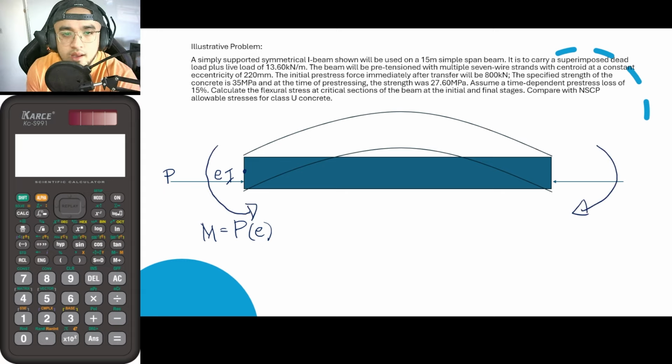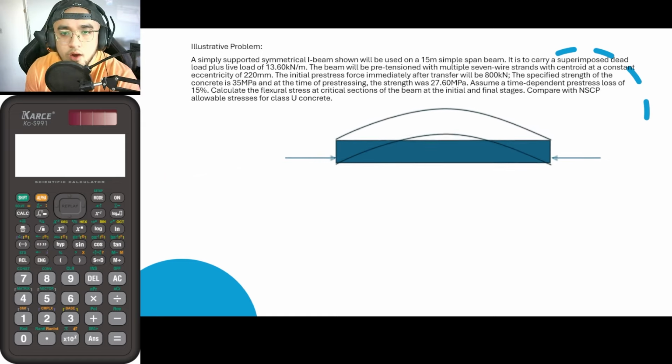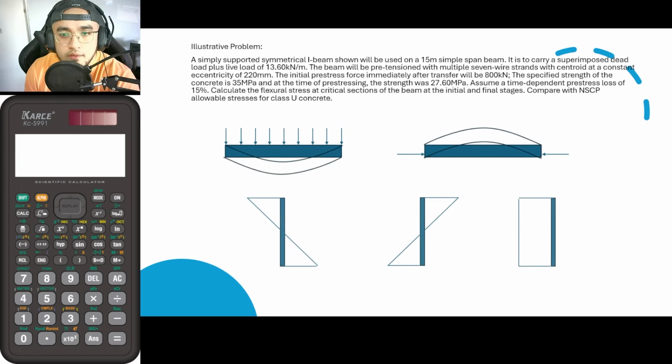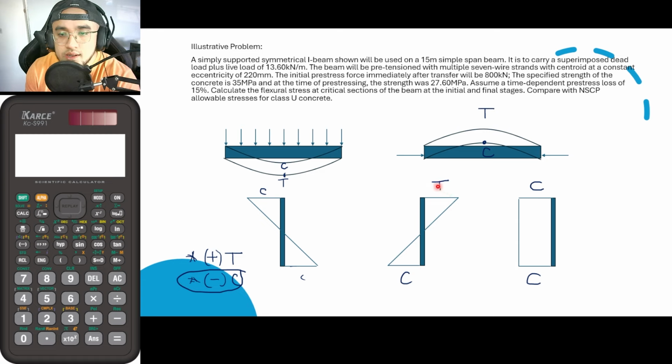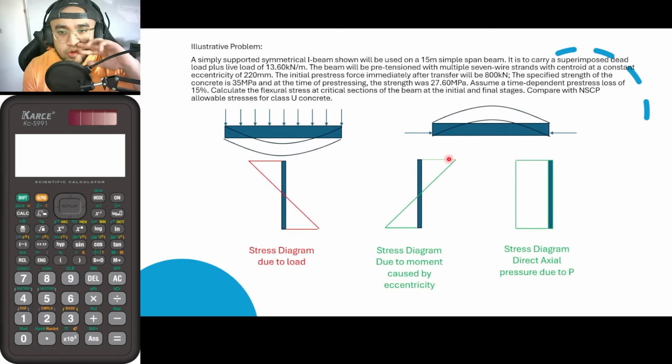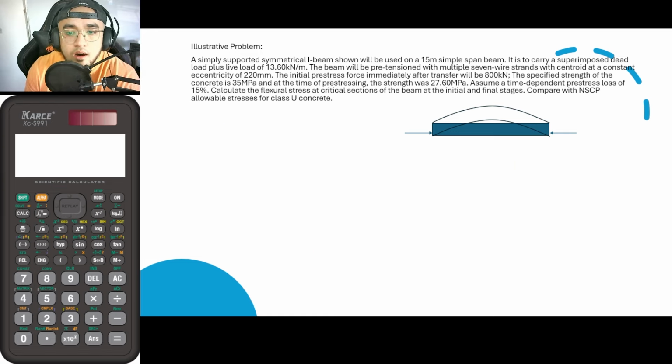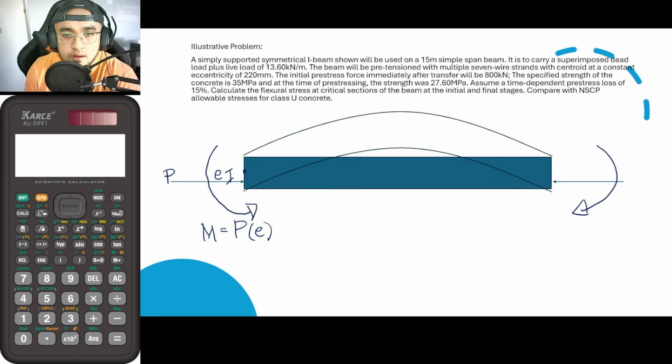And as you can see, the effect of this moment on the beam is that it would bend it upward. So in our previous slide, this here is under tension and this is under compression. And once again, if you look at this diagram, this is the stress diagram due to the moment caused by eccentricity. Okay? Proceeding, let me go to the next slide.